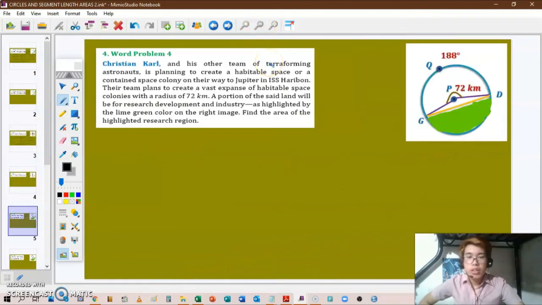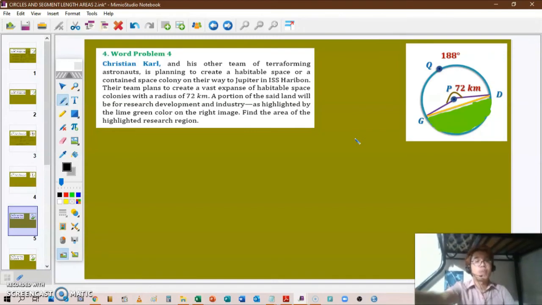Okay, Christian Carl and his team of terraforming astronauts is planning to create a habitable space, or a contained space colony, on their way to Jupiter on ISS Haribo. So their team plans to create a vast expanse of habitable space colonies with a radius of 72 kilometers. Okay, so that's a very big space for an agricultural sector in a space colony.